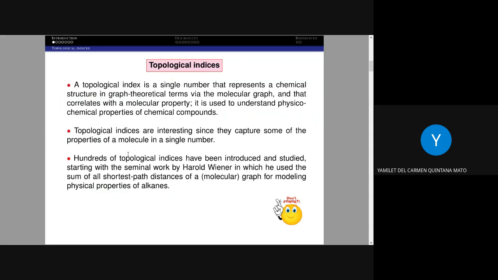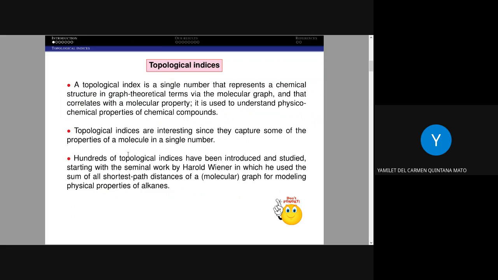Well, a topological index is a single number that represents a chemical structure in graph theoretical terms via the molecular graph, and that correlates with a molecular property. It is used to understand physical-chemical properties of the chemical compounds. Topological indices are interesting since they capture some properties of a molecule in a single number.